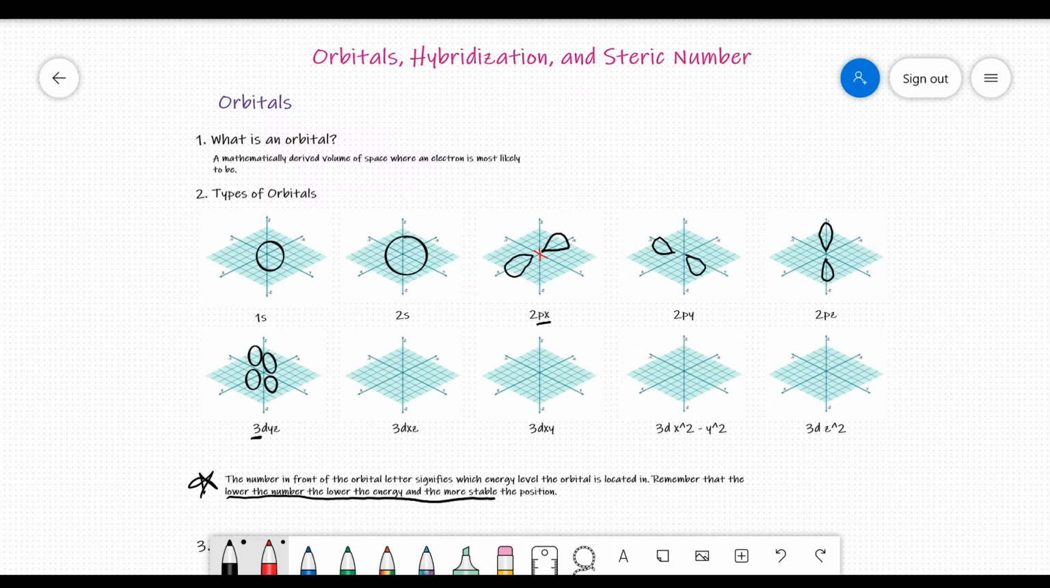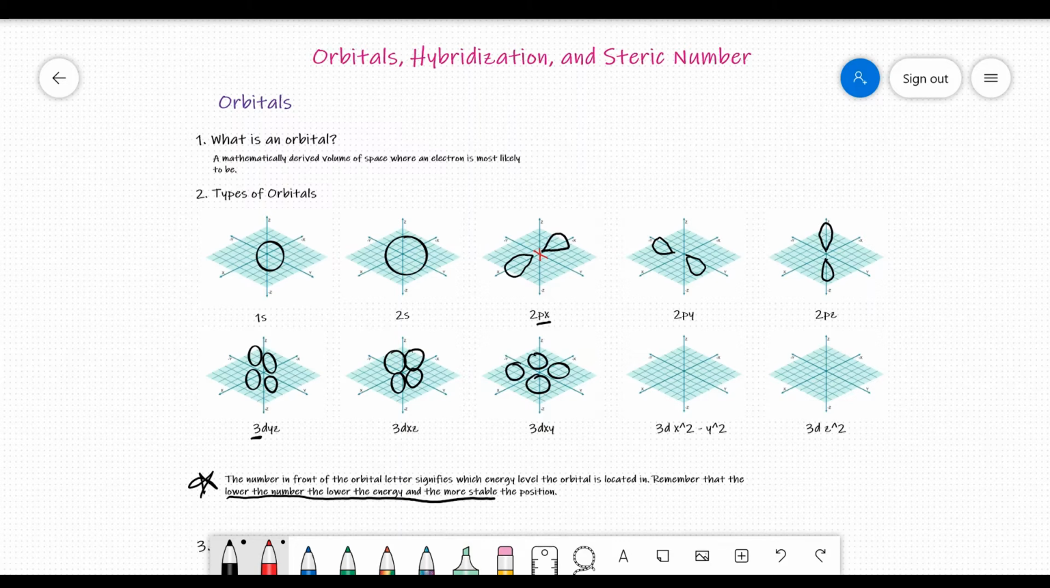Next, we have the d xz, so it's going to be between the x and the z. And 4, now xy, so between x and y. Another thing I want to note is that it doesn't matter how you draw your x, y, z axes. You can have the letters pointing in different directions, just so long as you have all 3 of them.